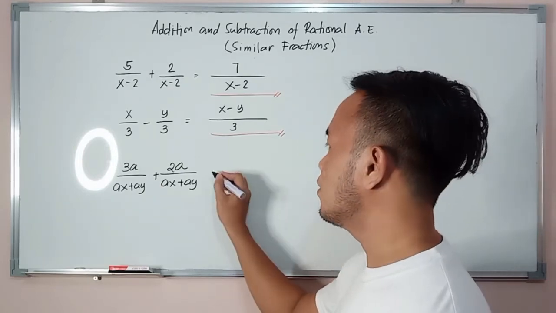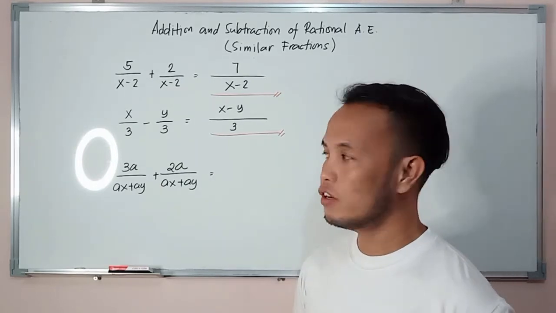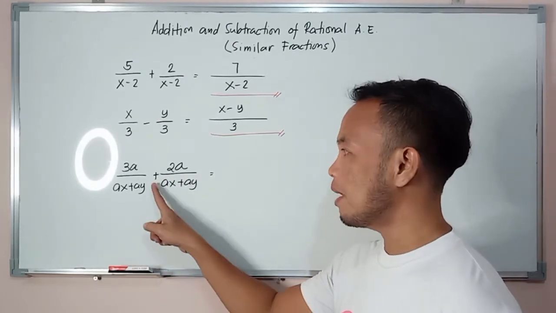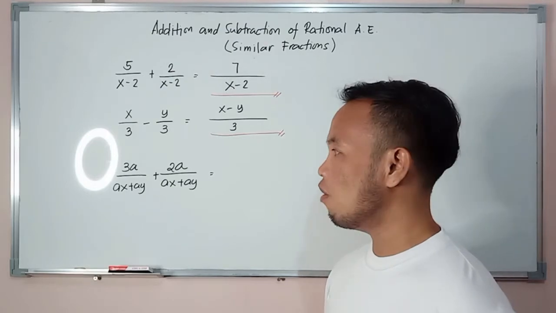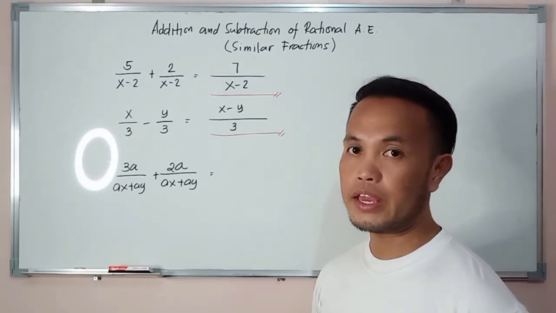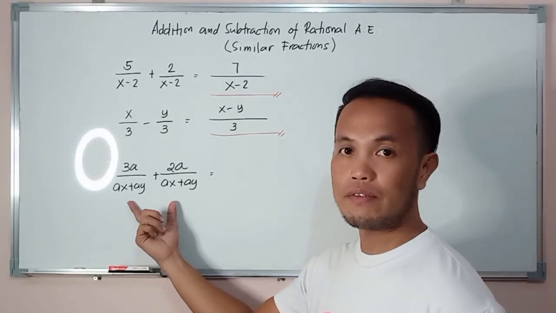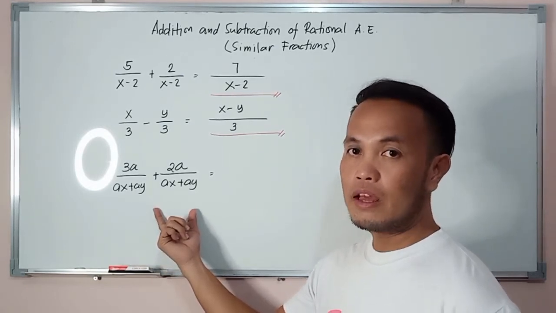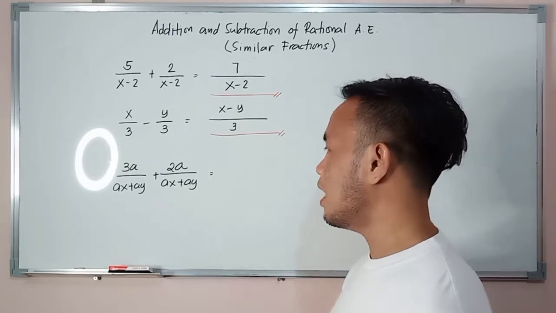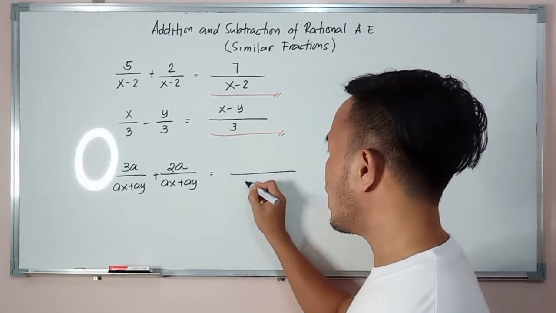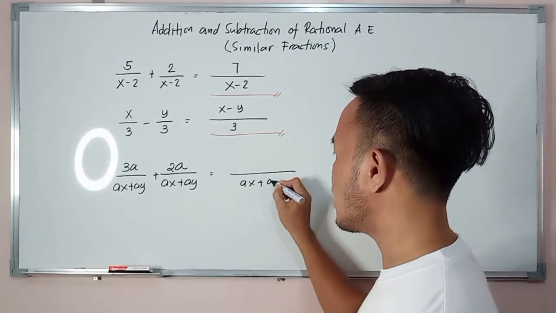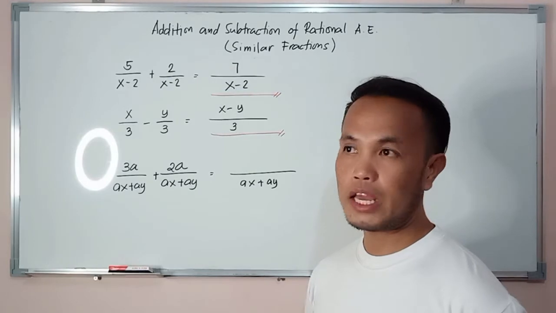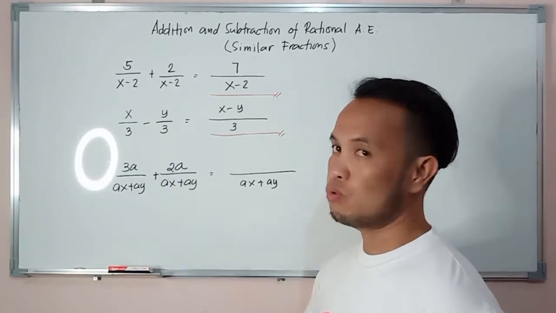Next example. We are given the first fraction, 3a over ax plus ay, plus the second fraction, 2a over ax plus ay. As you can see, the denominators are ax plus ay and ax plus ay. Again, as I've said, we copy the common denominator, in this case ax plus ay. Then we perform the operation in the numerator, that is 3a plus 2a.